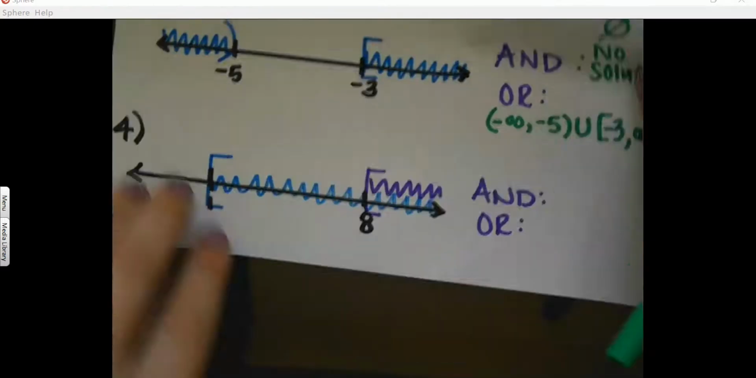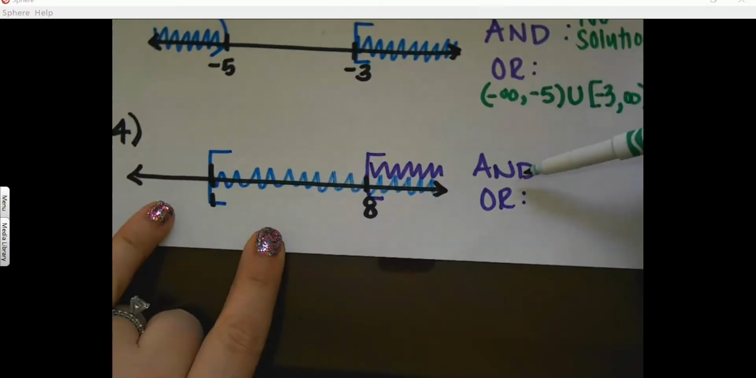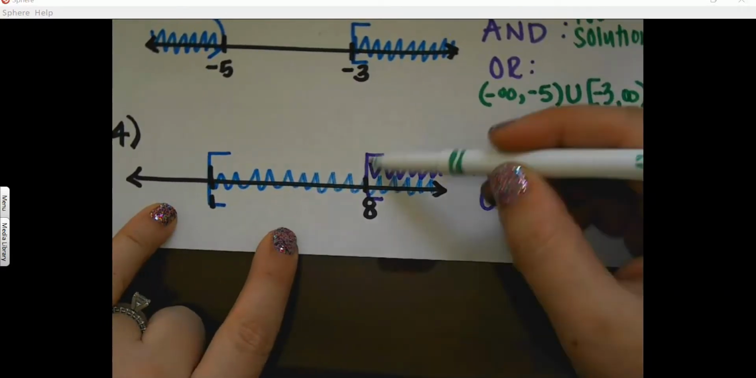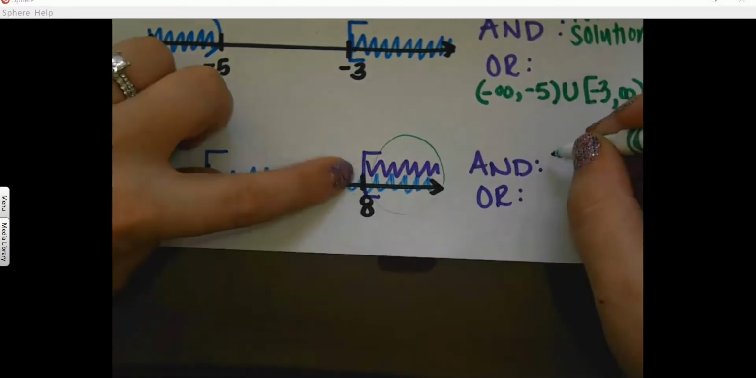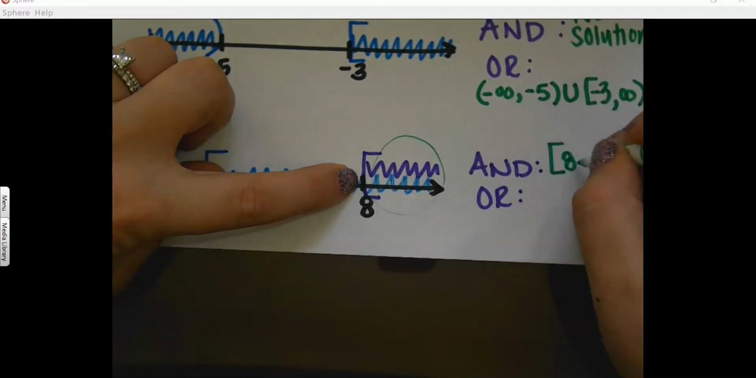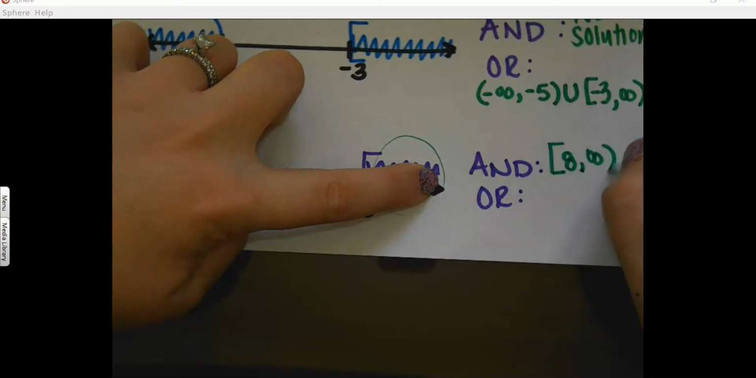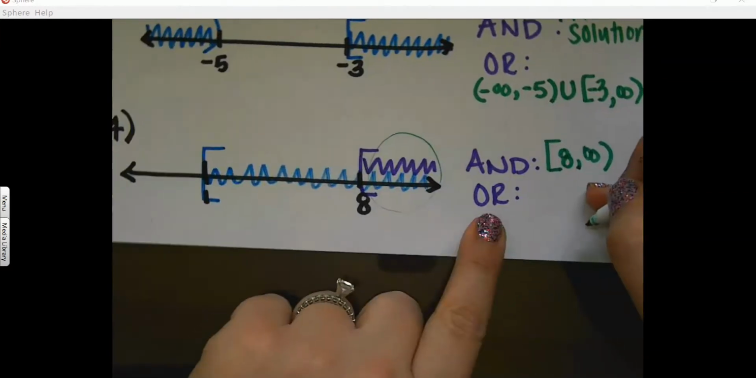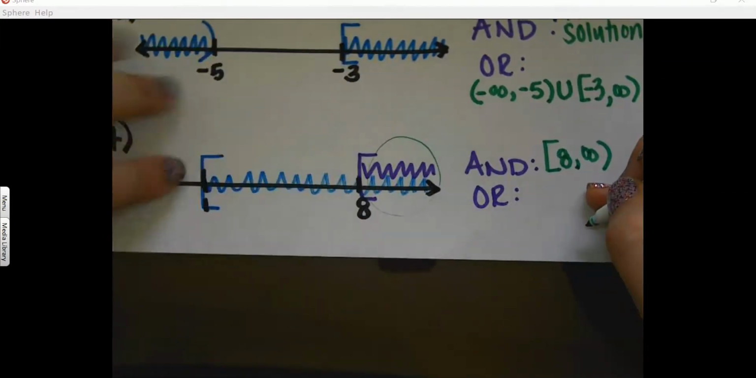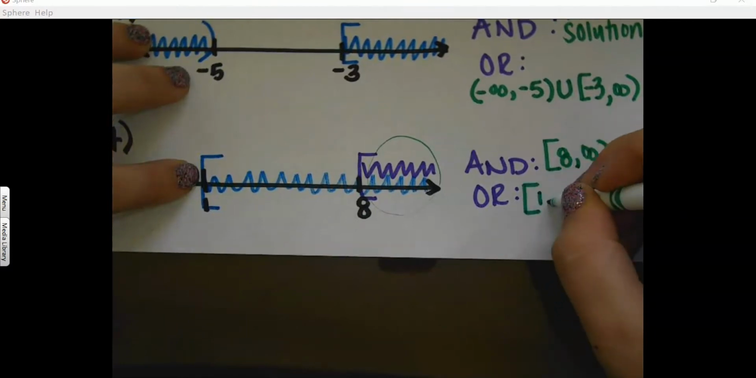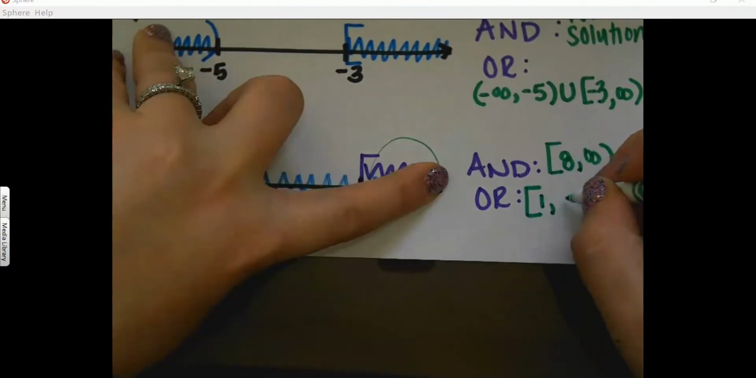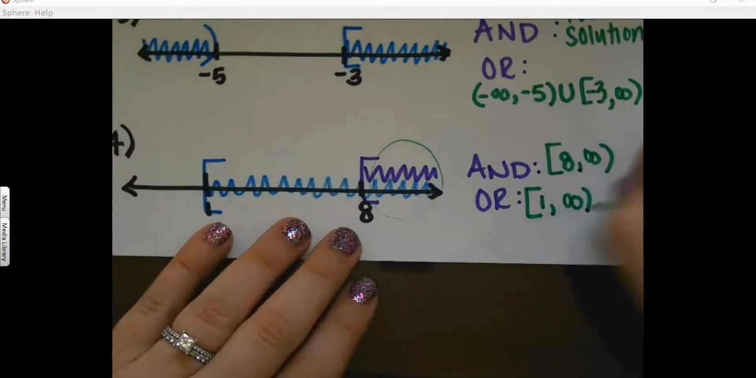Okay, so now if we look at the next example here, if it had said and, we would only include these solutions. So from 8 to infinity. Whereas if it was or, we include all of them. So from 1, including 1, and then it goes infinitely on.